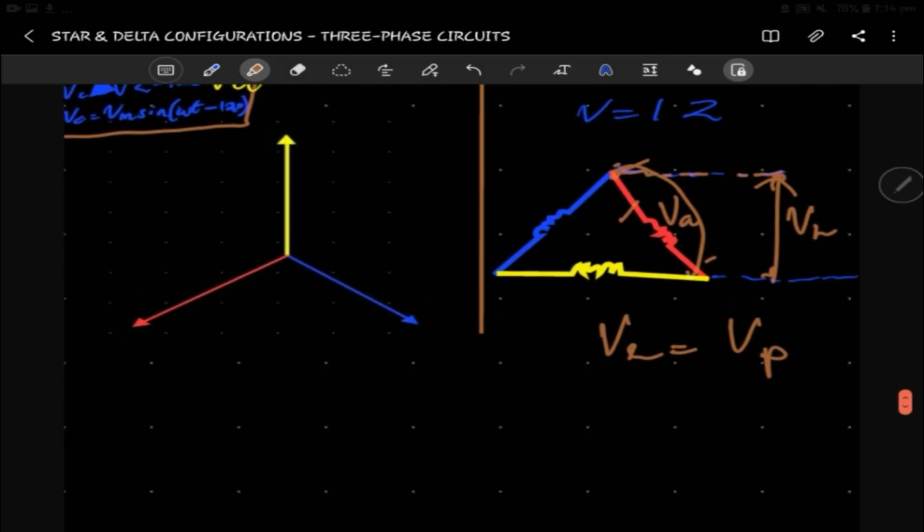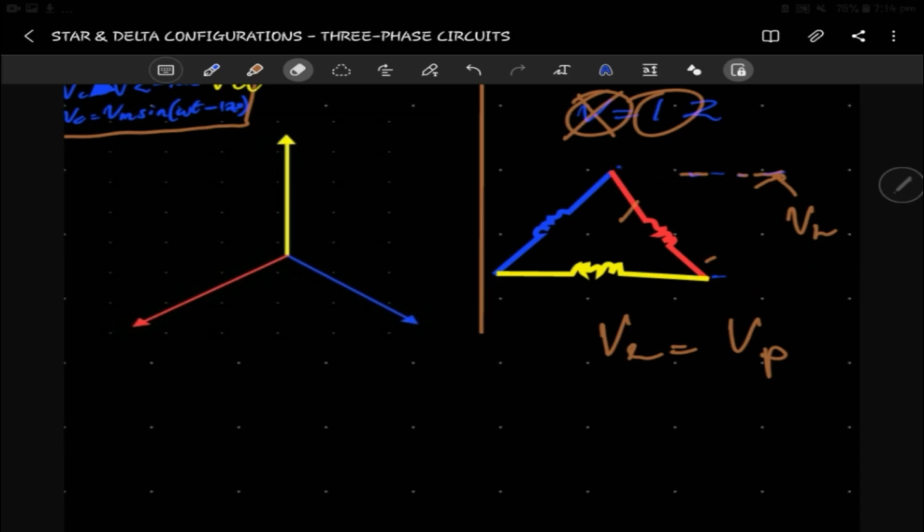Okay. So now we are done with the voltage. Now let's look at the currents. Let's say for the same delta configuration. So, same delta. Now I'm trying to check what happens with the current.